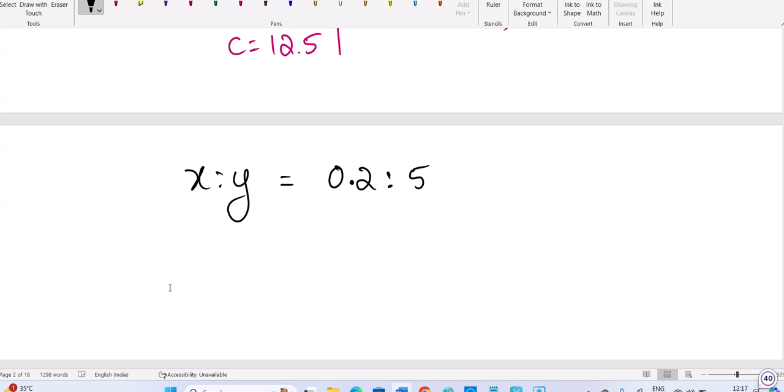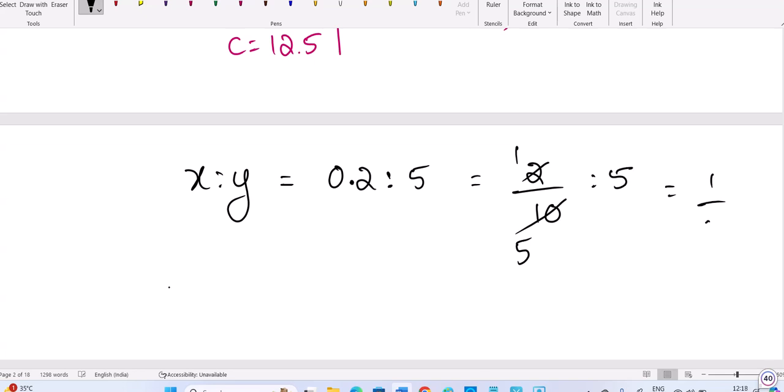Yes, some people still say, sir, I'll take x as 0.2k and y equal to 5k. Still it will work out. I don't say no, but I always recommend converting to integers as a basic step. So how can you convert that? 0.2 can be written as 2 by 10 or 1 by 5. 0.2 means 2 by 10, which is 1 by 5.